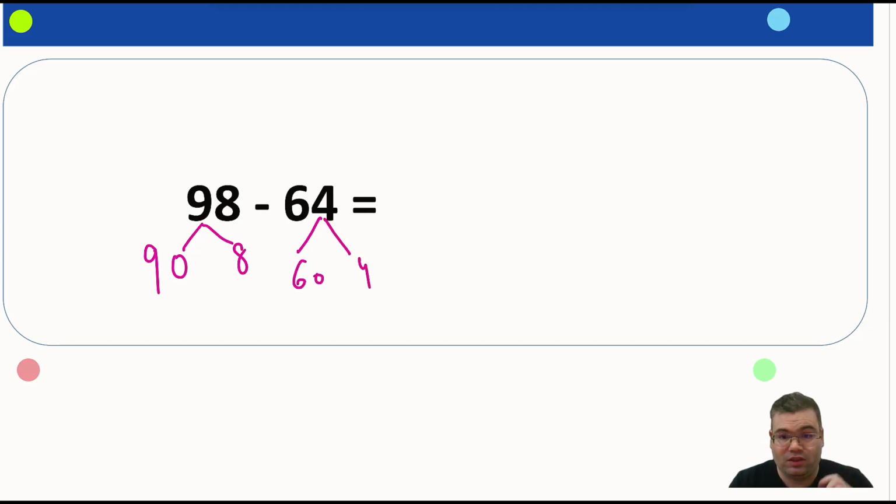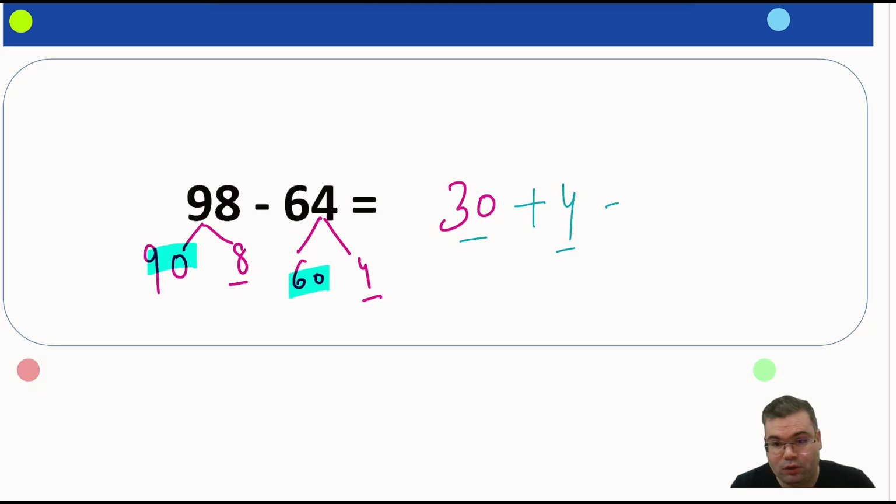Now, just subtract 90 and 60 first. So 90 take away 60, the answer is 30. Now, what are we left with? 8 and 4. So 8 take away 4, that is 4. So now just join them. 30 plus 4 is 34. Here you don't have to write this. This is just for your understanding.